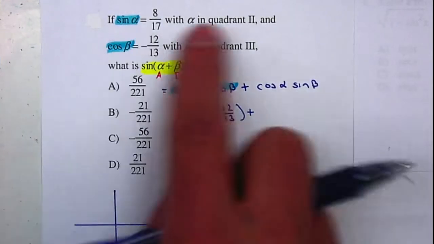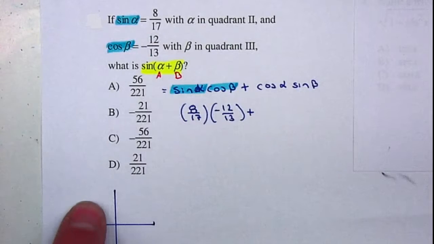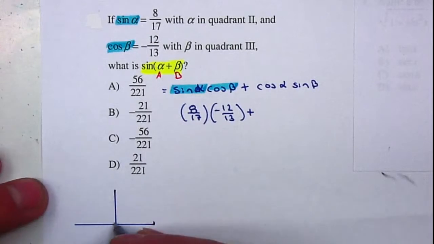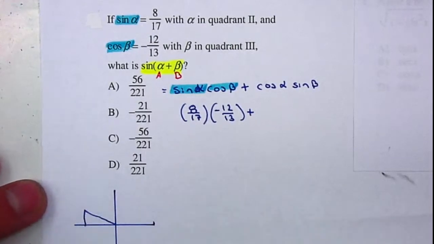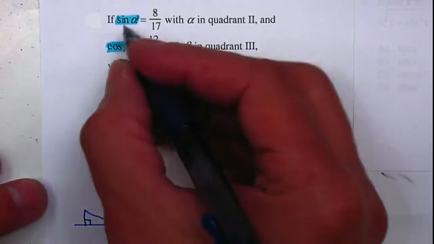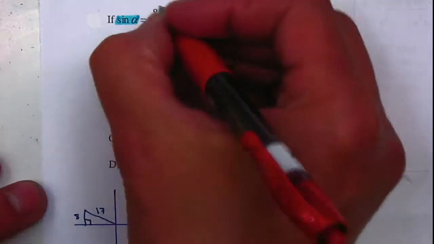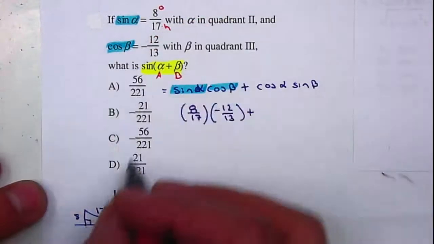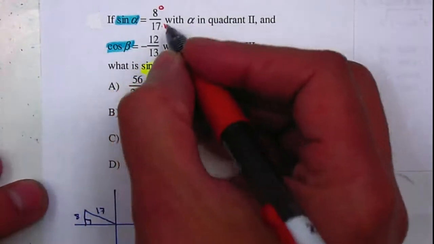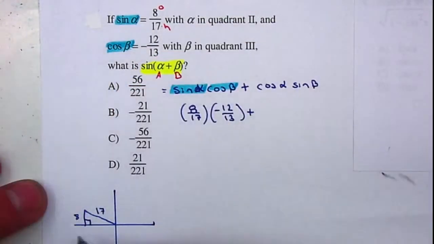They tell you that alpha is in quadrant 2, so we're going to draw a generic triangle here. As long as it's a right triangle, don't worry about the size. And they tell you that the sine is 8 over 17. Sine is the opposite, 8, over hypotenuse, 17. Your sine is your opposite over hypotenuse, or your y over your radius. Therefore, I need to be able to find the missing side.